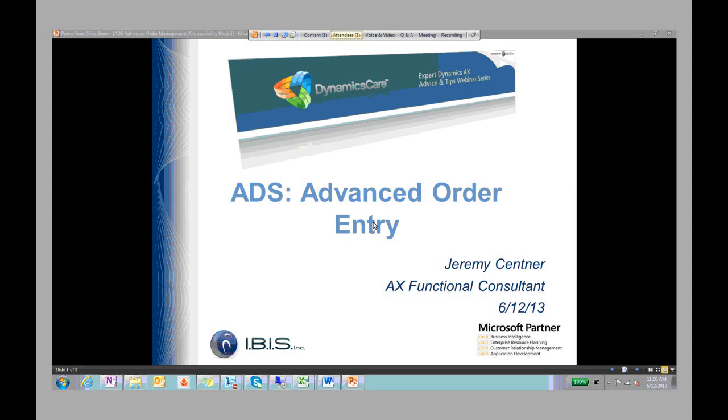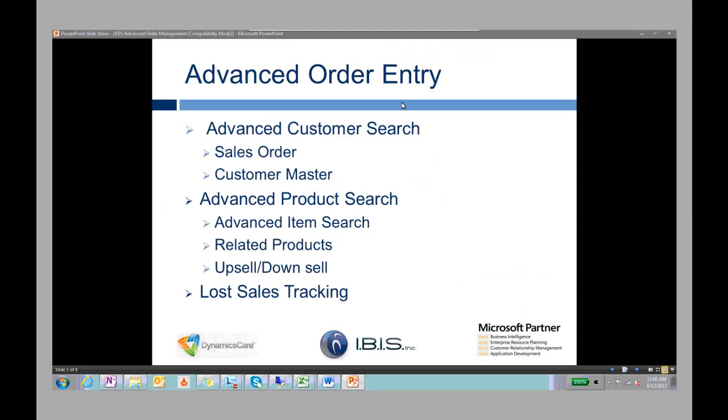I'm a functional AX consultant for IBIS, and we're going to focus on advanced distribution software, which is an IP that IBIS has released, and we're specifically going to focus on advanced order entry, which is a small piece of the entire software package. We're going to mainly focus on the advanced order entry process, and three specific areas: advanced customer search, advanced product search, and lost sales tracking. I'm going to be flipping between AX and this PowerPoint slide, mainly focusing on AX.